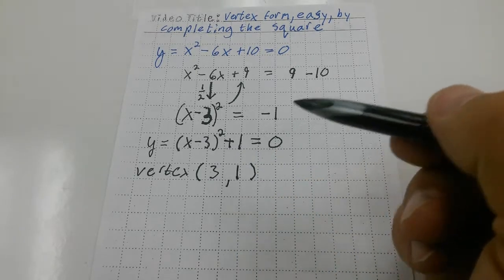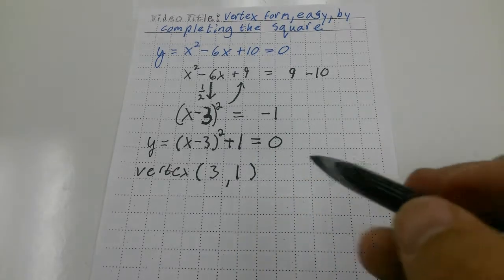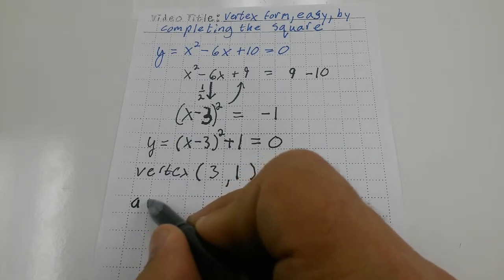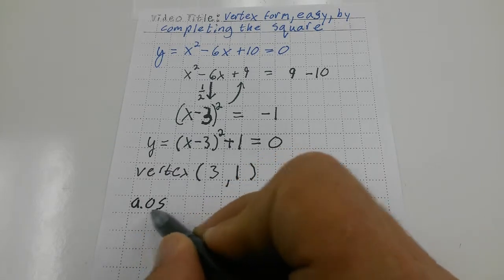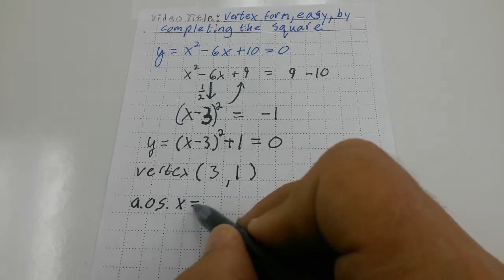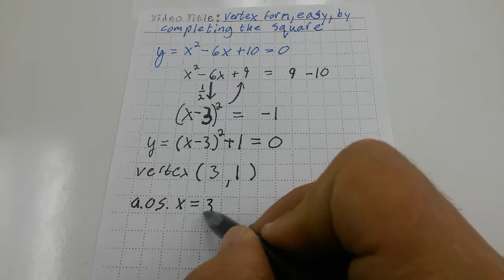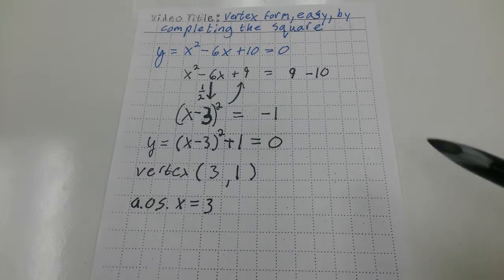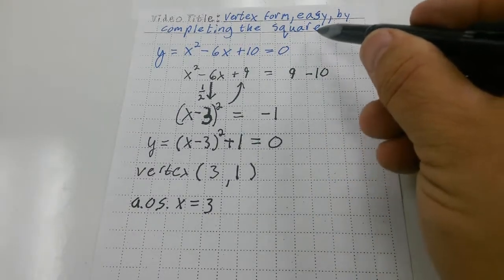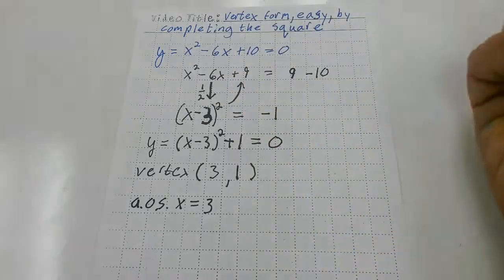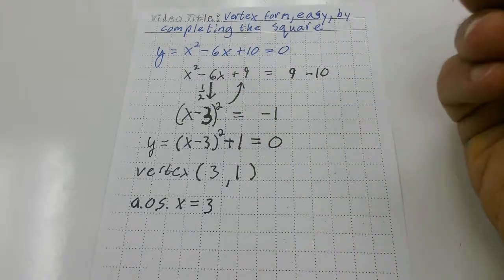Another thing they might ask you from this type of problem is, what is the axis of symmetry? So the AOS, or the axis of symmetry, should always have an x in front of it because it's a line. X equals whatever this value is. And there you go. That's writing an equation in vertex form from standard form. And it's only easy because there's no leading coefficient in front of the x squared, and the b term is even.